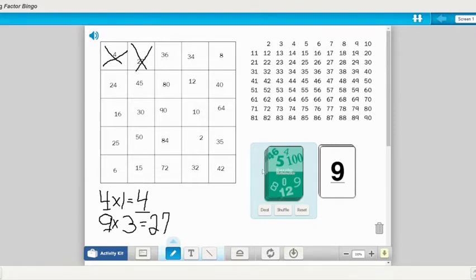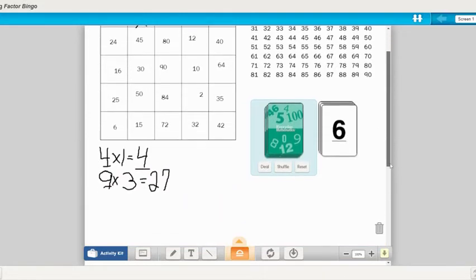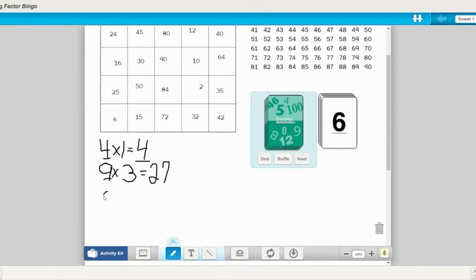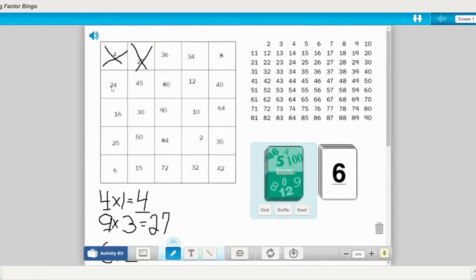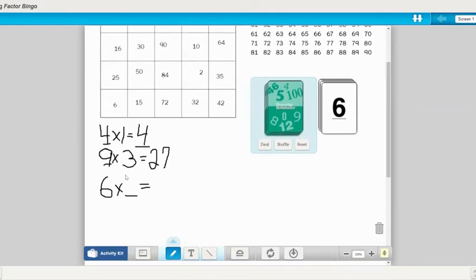Slower pace before we get started and go a lot faster. So I deal the cards and I get a 6. So that means I know the first number has to be a 6. 6 times something. That's the number I'm looking for. And this is the number I have to look off my board. I'm going to look at my board. Oh, look, 24. 6 times 4 equals 24. So I'm going to put a 4 here. I'm going to write 24 here.